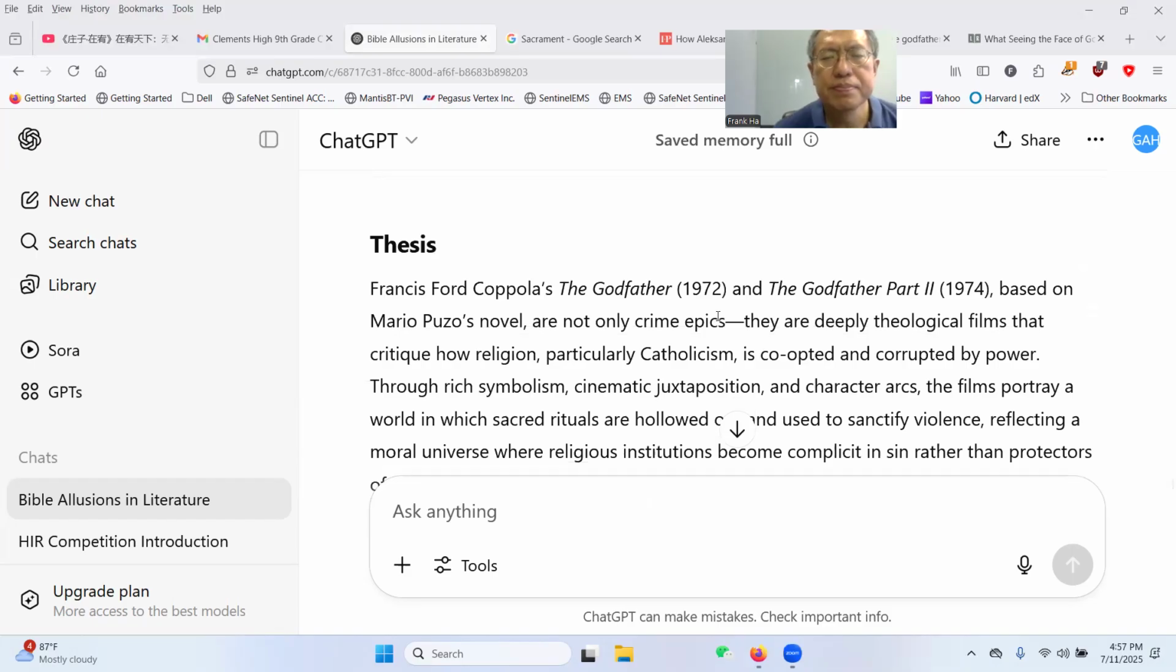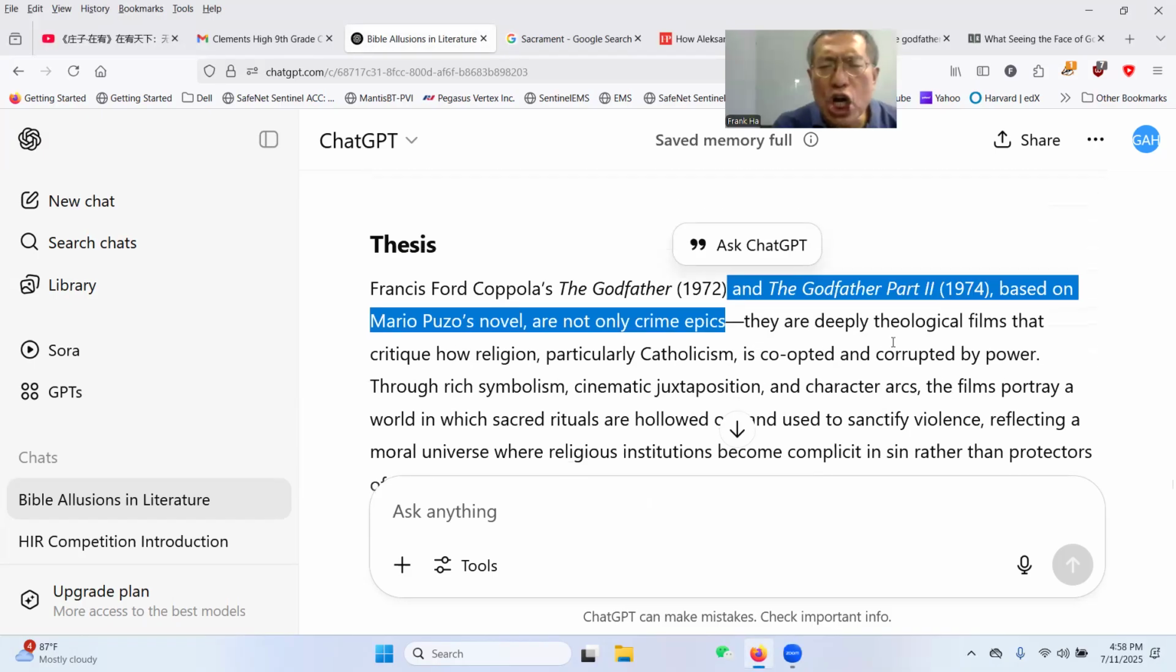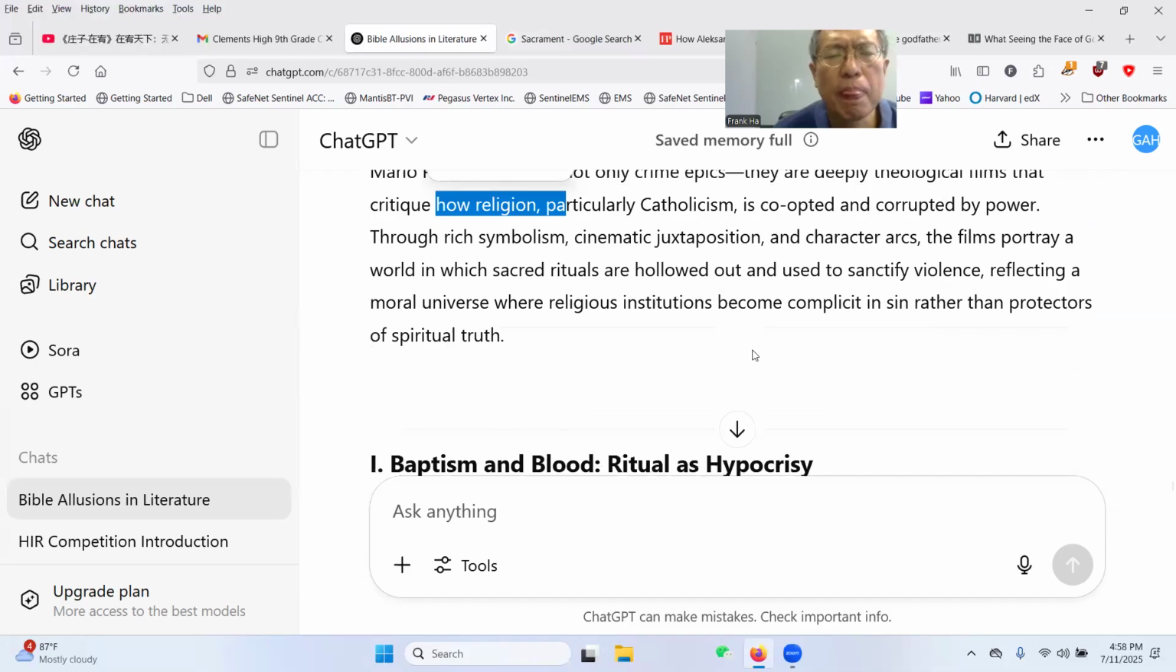Daniel, go ahead. Francis Ford Coppola's The Godfather and The Godfather Part 2, based on Mario Puzo's novel, are not only crime epics, they are deeply theological films. What is a theological film? There is a lot of theory about God and evil. Go ahead. The films critique how religion, particularly Catholicism, is co-opted and corrupted by power.